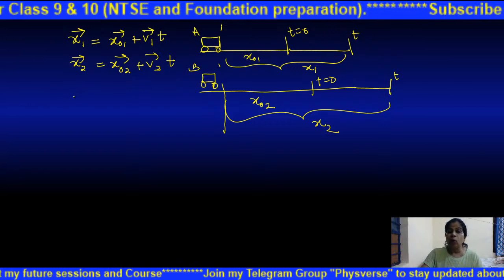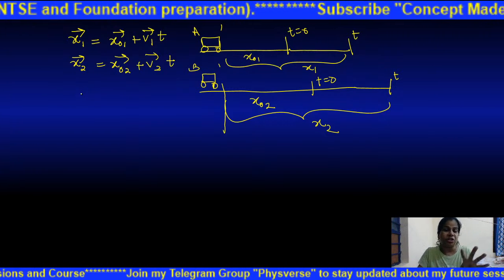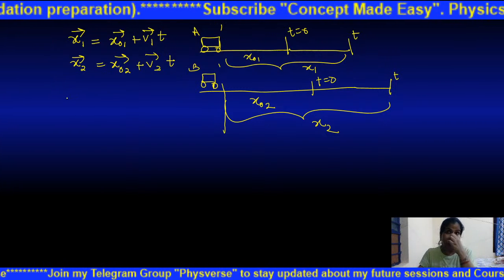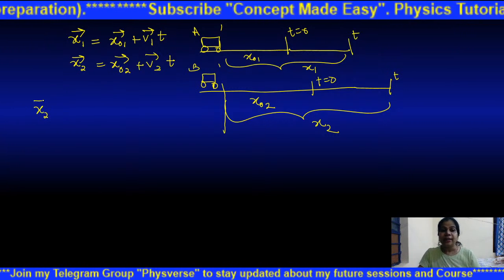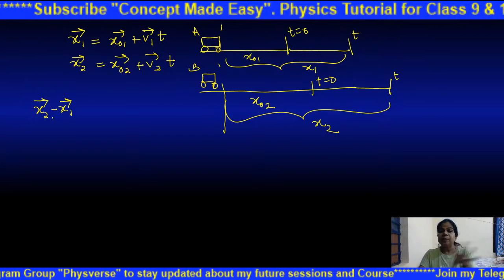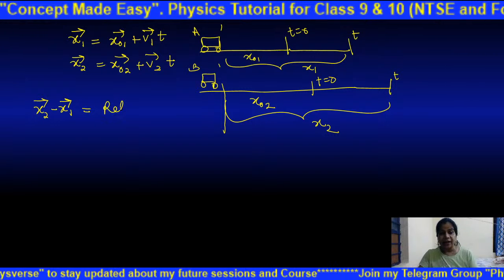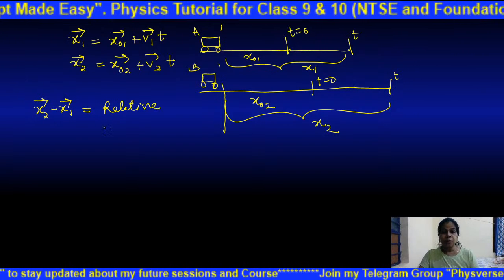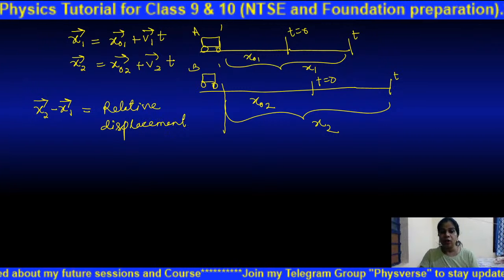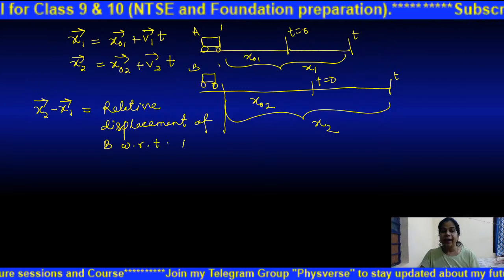Now if I want to know the relative position, or the relative change in position, of vehicle B with respect to vehicle A, कितना position पे change हुआ, then I must calculate x2 vector minus x1 vector. पोजीशन डिस्प्लेसमेंट में कितना डिफरेंस है और पोजीशन कितना चेंज हुआ. So I can write this is the relative displacement of B with respect to A.